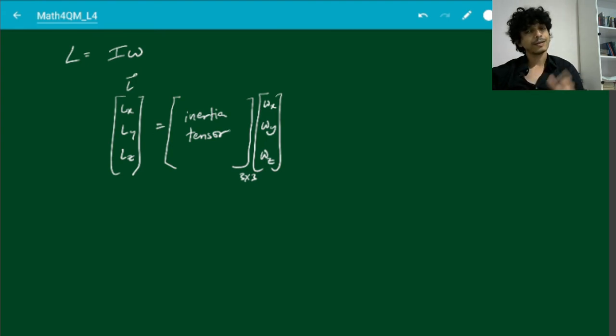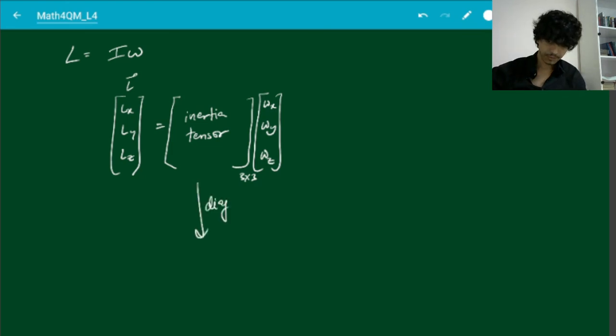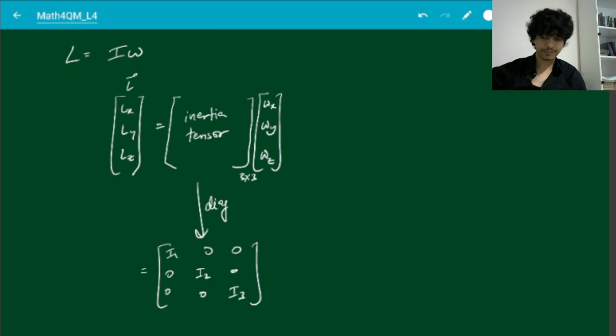However, if you choose to work in a basis that is aligned with the symmetry axes of your object, then basically you are diagonalizing your inertia tensor. And so you put the 3 eigenvalues, everywhere else there is 0. And what you have over here are 3 eigenvalues, I1, I2, I3. And these are your moments of inertia, which you calculate in your 12th standard.